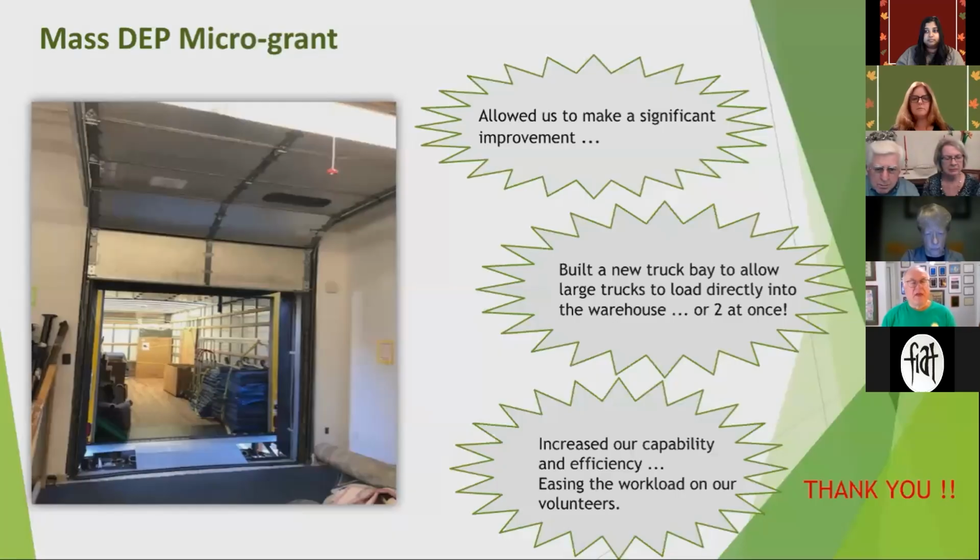We received a Mass DEP micro grant, and this is what we did with it. We built a brand new loading dock at truck level that seals out the weather as these trucks come in. It allowed us to make a significant improvement. The new truck bay allows us to bring in large trucks, but it also allows us to have two bays loading at once, the original bay and this bay. So it's increased our capacity, our efficiency, and eased the workload on our people because it's right at truck level.